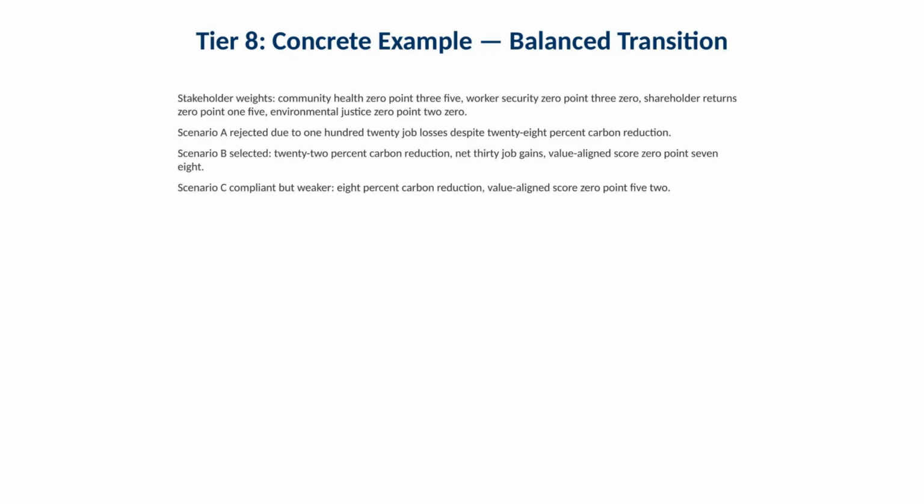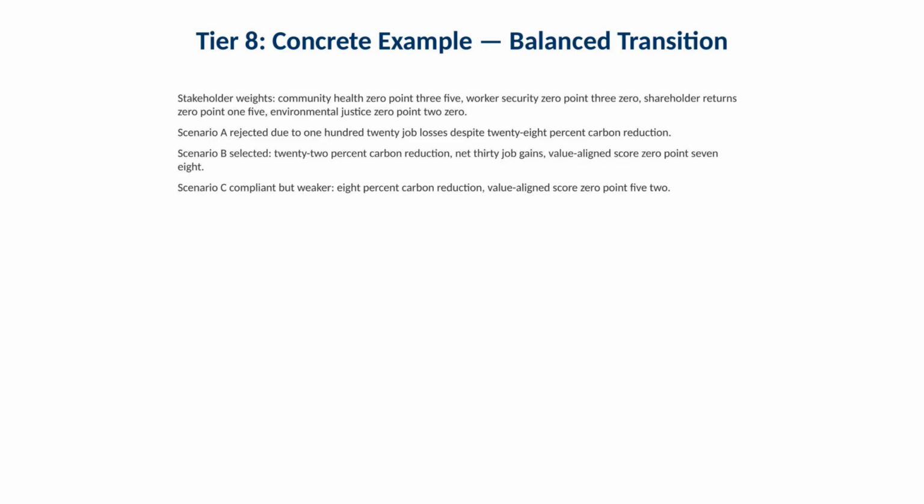In the value-aligned example serving 3 communities, stakeholder weights are community health 0.35, worker security 0.30, shareholder returns 0.15, and environmental justice 0.20. Scenario A achieves a 28% carbon reduction, about 450 kilograms per day, but causes 120 job losses and violates a hard worker constraint, so it is rejected.